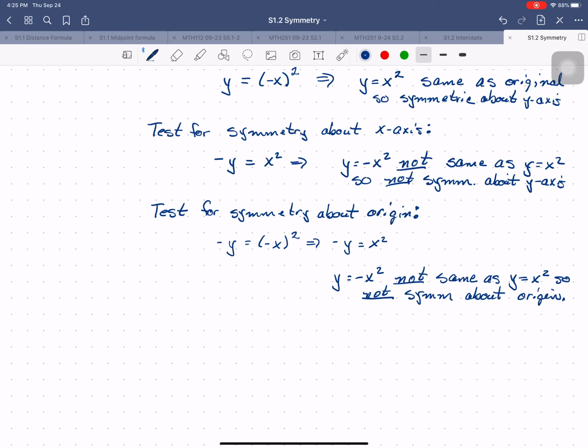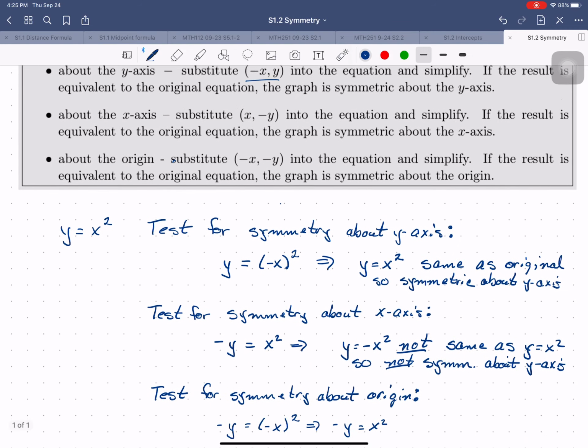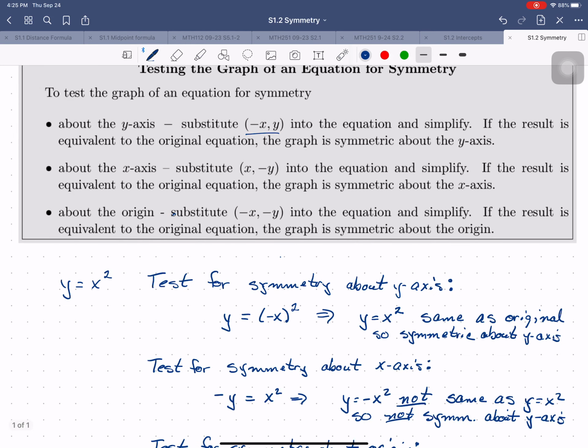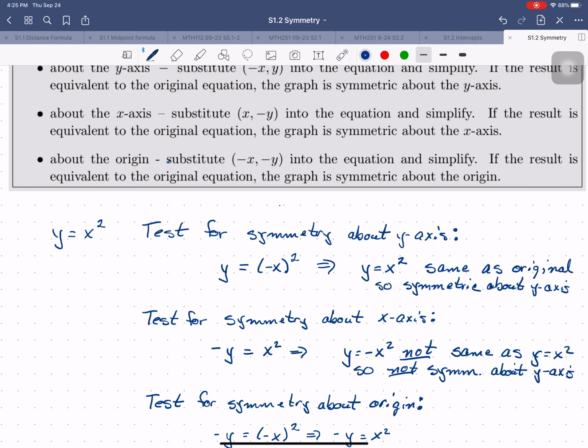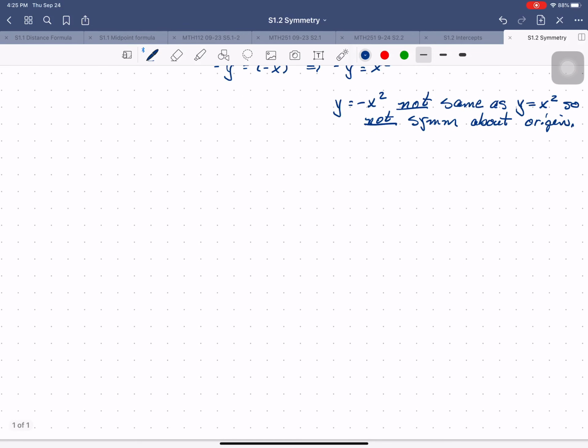Okay? So that's your basic technique for testing for symmetry. If you're asked to test for symmetry, this is what we want you to do. And a relation can have symmetry about the y-axis, symmetry about the x-axis, symmetry about the origin, or none of these. So let's take a look at an example from your text.